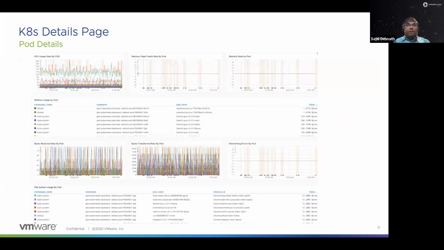Now, if I go into the details page, the point that I was talking about, you can go see the pod details. You can go into the memory usage, the CPU usage, the file system usage, and all of that. That kind of detailed visibility is what you would have with Tanzu Observability.